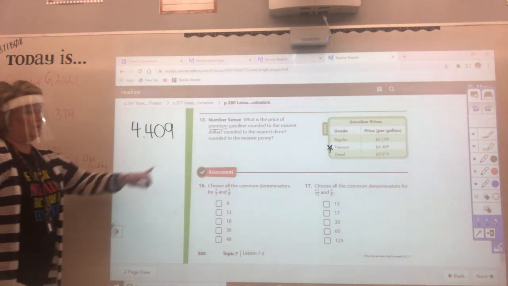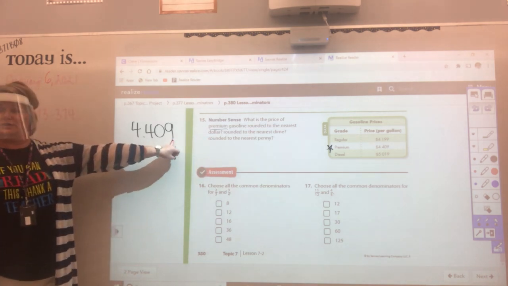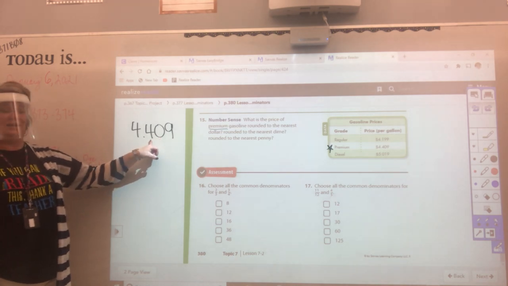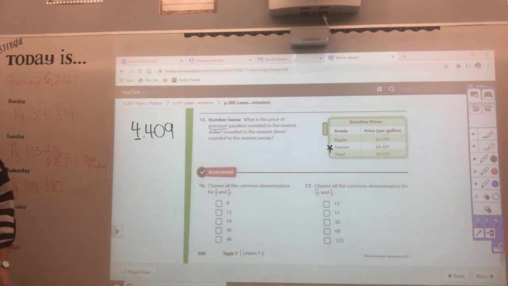And the first thing we're going to do is round to the nearest dollar. Well, would this be the dollar digit? No. Is this the dollar digit? No. Is this the dollar digit? No. Is this the dollar digit? Yes. Underline that.